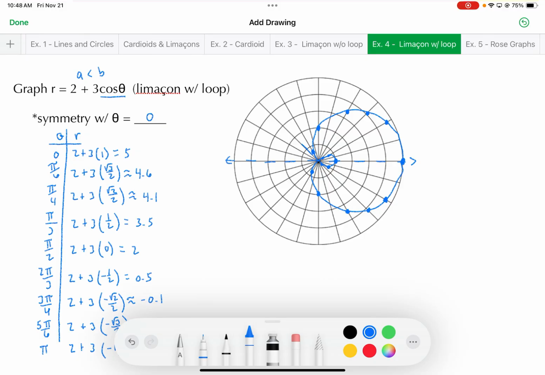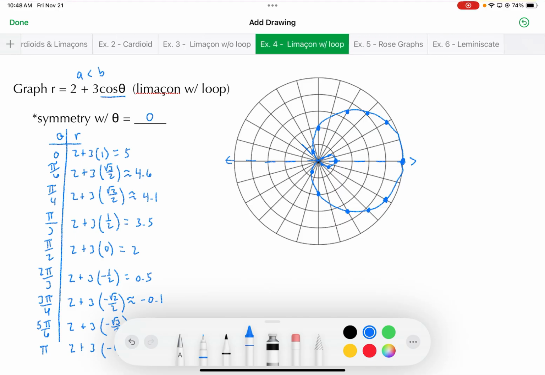Notice the length of that inner loop is 1 unit from the pole out to the furthest point of the loop, and that's the difference of A and B. Okay. Questions there? All right, now let's look at a couple other different types of polar graphs.